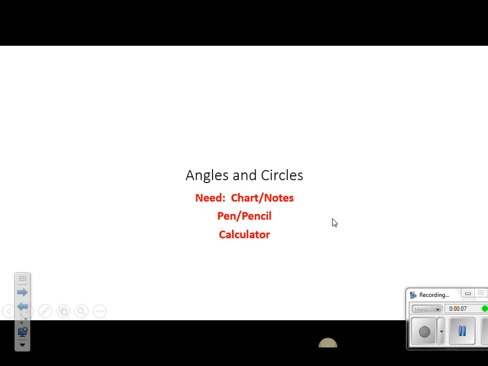So we're going to continue our journey with circles. You're going to need your chart that I gave you in class today, and we're going to take a couple of notes on that. And then you're going to need your notebook because you're going to have to put some examples in your notebook. And then you're going to need a pen or a pencil and a calculator, and we'll get started.